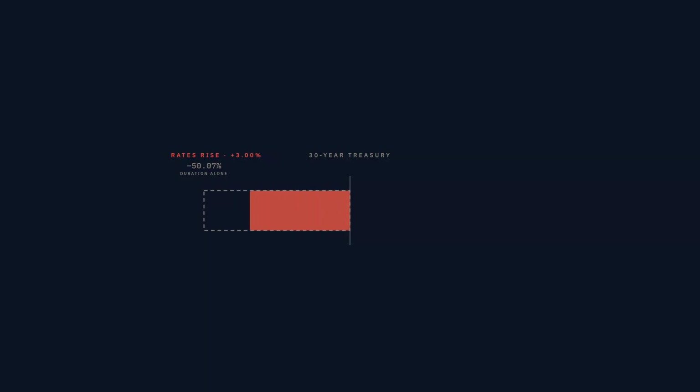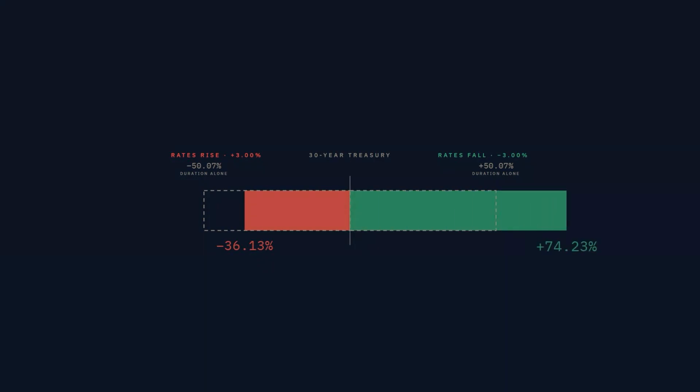Your bond loses 36% of its value, $360 on every $1,000. Not a great showing for the safest investment on Earth. Now imagine that same bond, same 3% move, only the other direction. If the math were a perfect mirror, the gain should match the loss exactly. Watch. Your bond gains 74%.